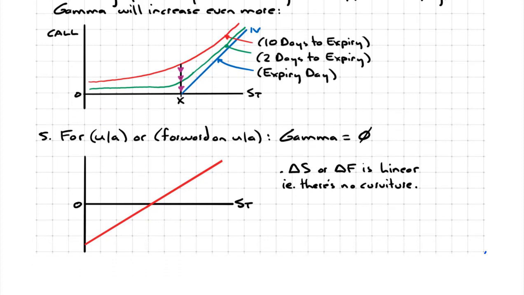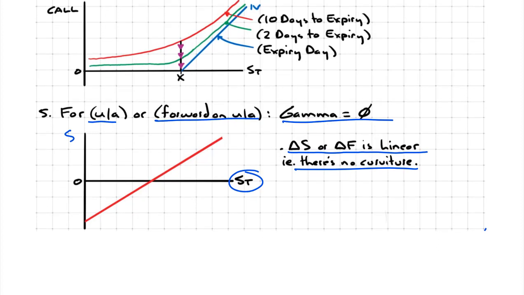Now for the underlying asset or the forward on the underlying asset, there's no curvature because there's a one-to-one relationship. So if you're looking at the spot price relative to the spot price, it's always a one-to-one relationship. There is no curvature. So therefore, there is no gamma. In other words, change in spot or change in forward is always linear. As we said, there is no curvature.